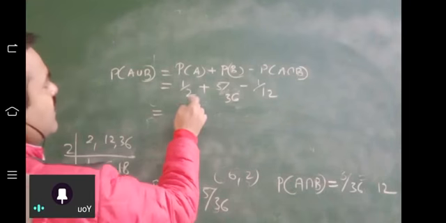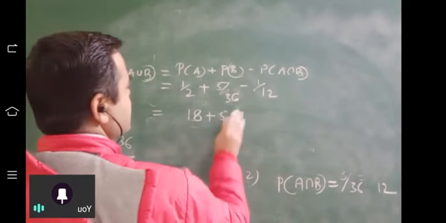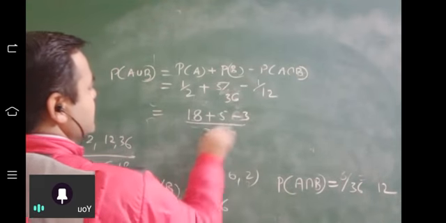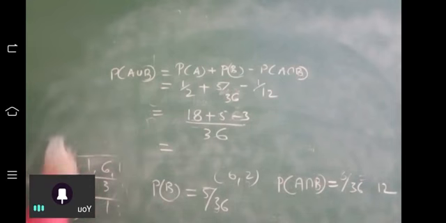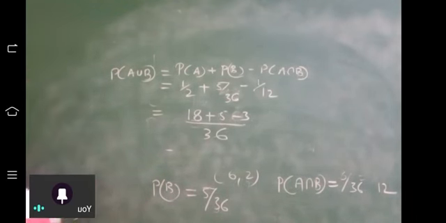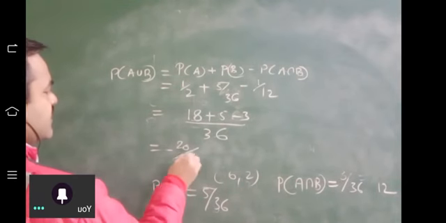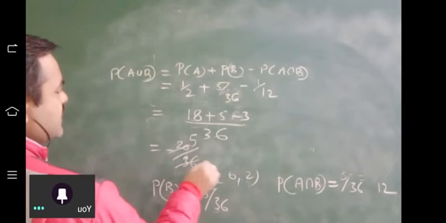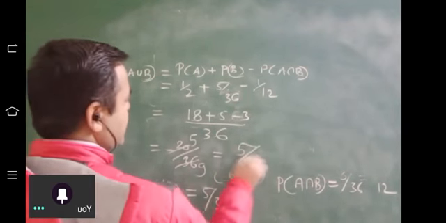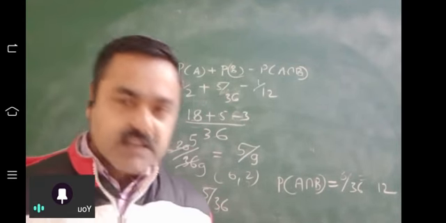So 18 plus 5 minus 3 divided by 36 total. How much is this? 18 plus 5 is 23, minus 3 is 20/36, and if you divide by 4, 5 over 9. So the probability is 5/9.